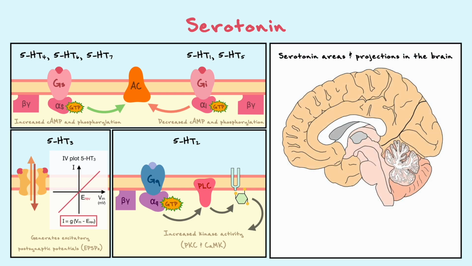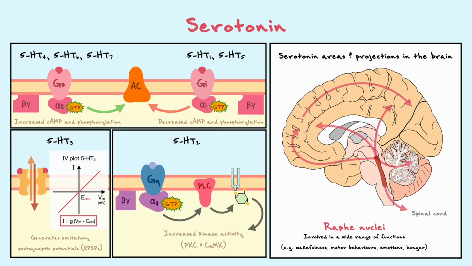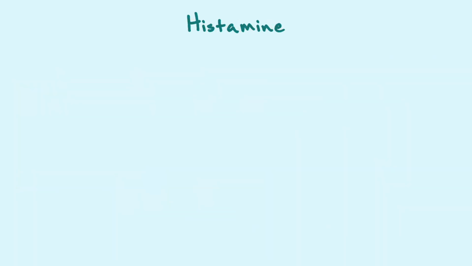The main region in the brain where serotonin neurons can be found is a structure named the Raphe nuclei, and serotonin is implicated in a wide diversity of functions like wakefulness, motor behaviors, emotions, and hunger. It is noteworthy to mention that serotonin also has some projections to the spinal cord to modulate sensory, motor, and autonomic functions. Finally, when it comes to histamine, all of its known receptors are metabotropic.